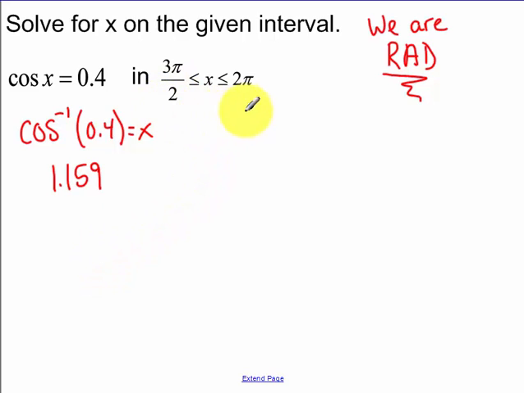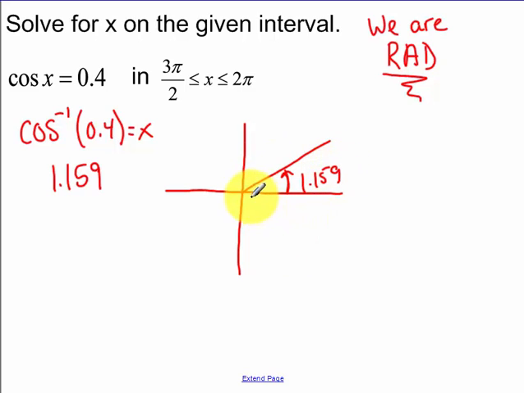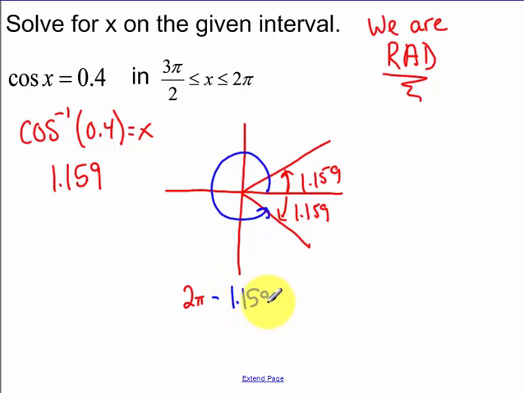Now, but I need this in quadrant 4. So what this is, is the reference angle. In quadrant 1, this angle here is 1.159. I need that same angle down in quadrant 4. So that's the reference angle, 1.159. So what I do is I take 2 pi, because I'm looking for this angle rotating from 0 to that terminal side, and I subtract the reference angle, and again that's calculator work: 5.124.